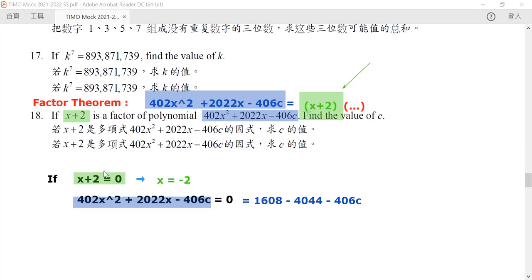So let's rearrange it, and hence we get this equation: 406c is equal to negative 2436. And hence, if we divide both sides by 406, we get that c must be equal to -6. This is our answer.